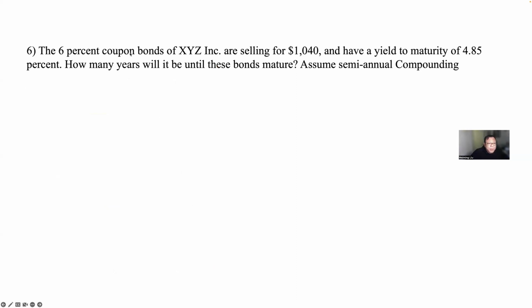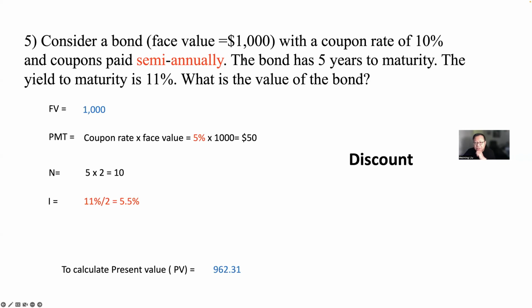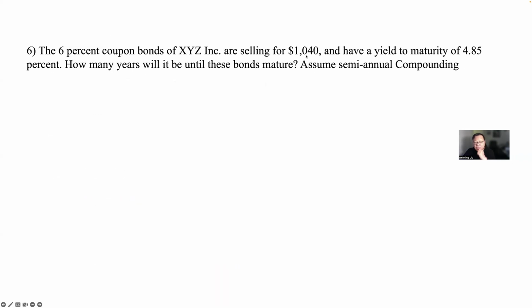Okay, so this is the last question. The 6% coupon bonds of XYZ Incorporation are selling for $1,040, with a yield rate of 4.85%. How many years will it be until these bonds mature? So you can see that we are not always calculating the bond price, the present value. Sometimes we know the present value, the price, because the price is what they are selling for, $1,040. But now they want you to find N, how many years, and they're assuming this is semi-annual compounding.